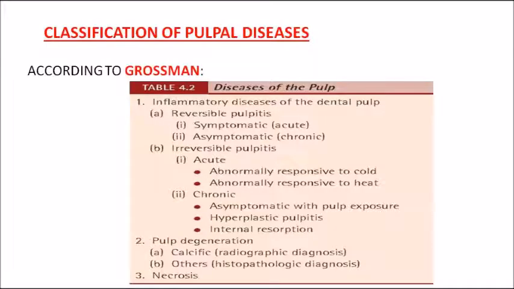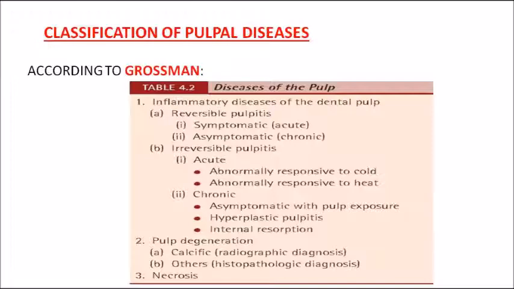Moving on to the classification of pulpal diseases. What all diseases can a pulp have? According to Grossman's classification, which is the main classification, there are mainly 3 categories of pulpal diseases. One is inflammatory disease of the dental pulp, which has reversible as well as irreversible pulpitis. Reversible can be symptomatic as well as asymptomatic: symptomatic with acute, and asymptomatic which will be chronic. Irreversible pulpitis is the same thing: acute as well as chronic.